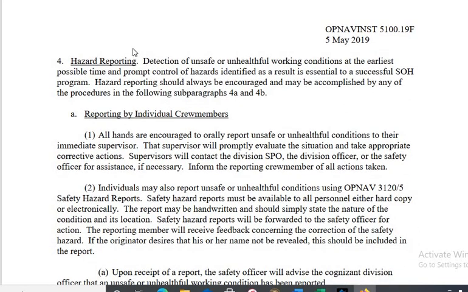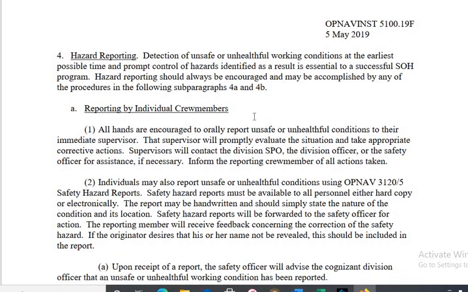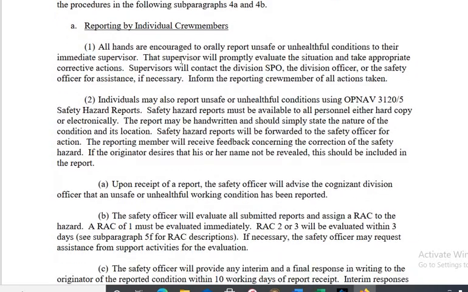Hazard reporting, this was a whole other one of the chapters, so it's not super in-depth in here. Here's how a crew member can report. All hands are encouraged to orally report to their supervisor. This is one of the other chapters in the instruction.